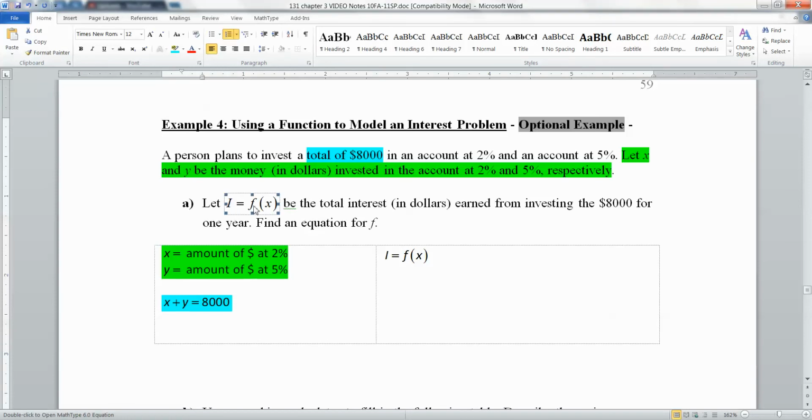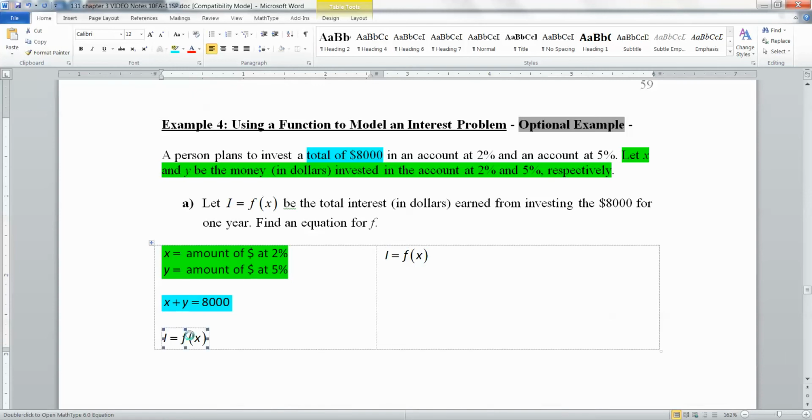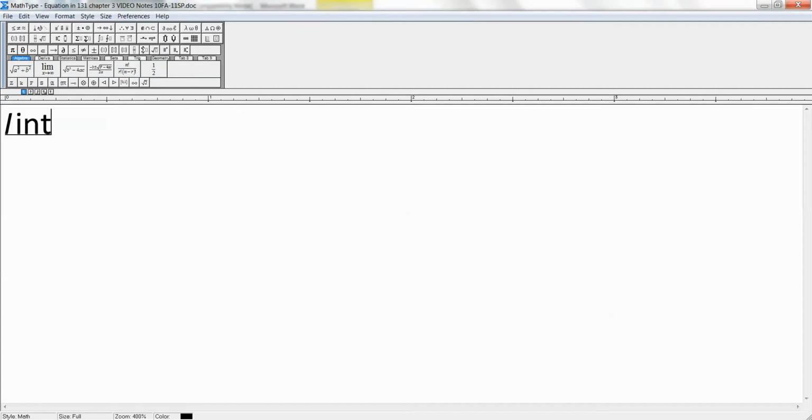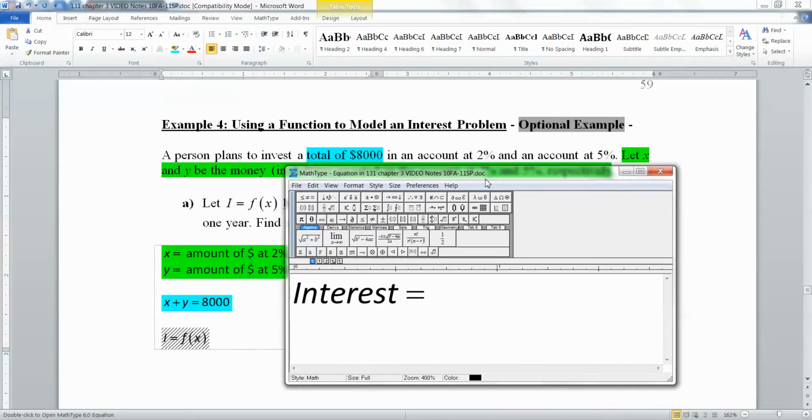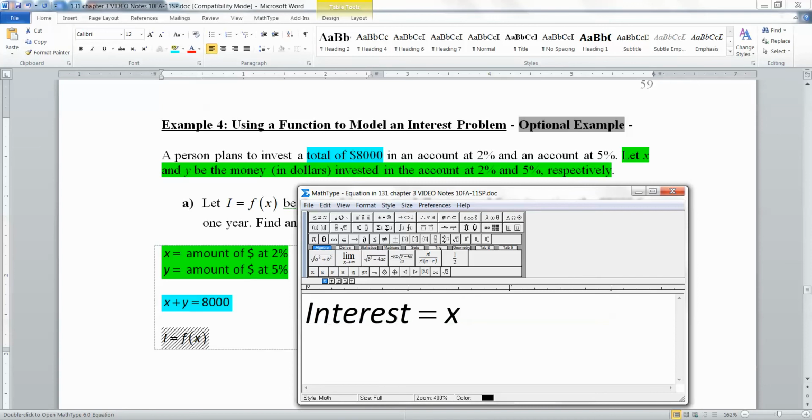What we want to be able to do is talk about this I thing, this interest. Interest is equal to what? How do you find interest? Well, you take the money that you have at 2%, which was X, and you multiply it by 0.02. That'll be your interest. Plus the amount of money you have at 5%, multiplied by 0.05. Together, that will give you interest.